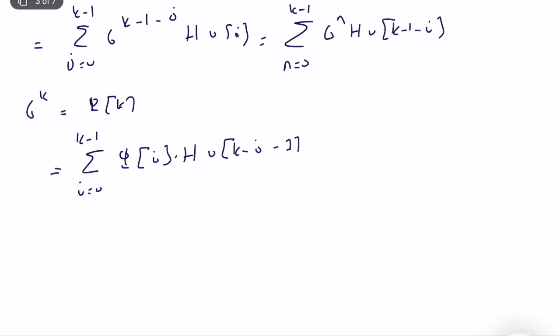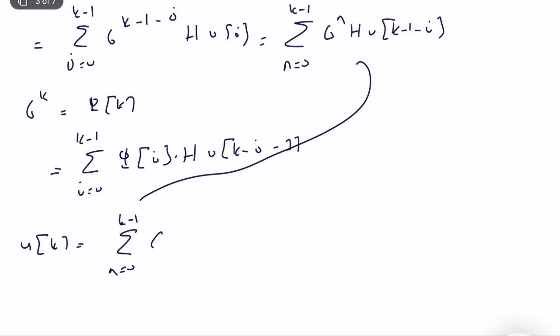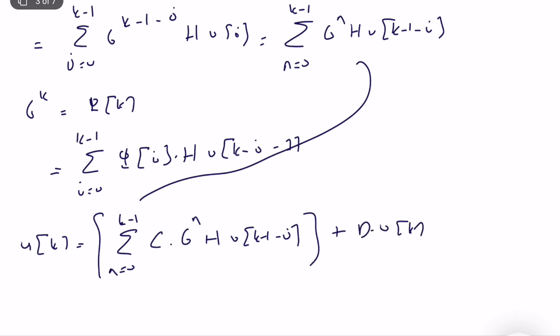So if you want to compute y of k, which is very easy, I simply multiply the states with C and add D times u of k. Let's use this formula. It is equal to the sum from n equal to 0 to k minus 1 of C times G to the power n times H times u of k minus 1 minus n, plus the other part, D times u of k. Okay, so we found the solution.